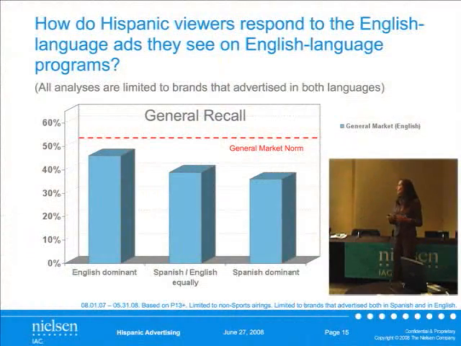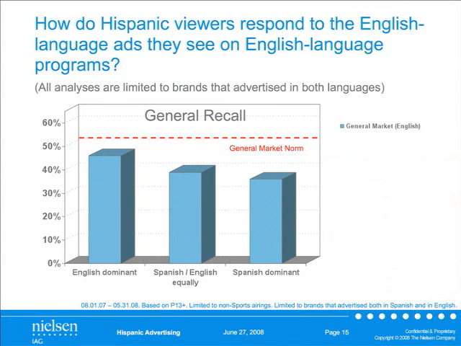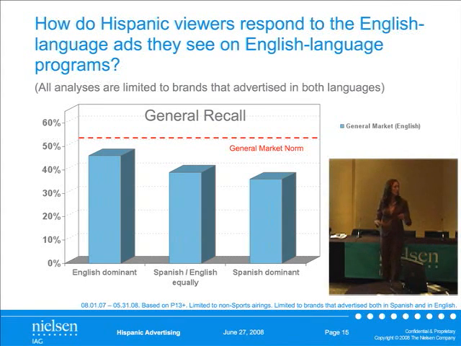How do Hispanic viewers respond to the English language ads that they see on English language programs? So my first chart here is looking at Hispanic panelists, people who are bilingual to some degree, okay? They speak some English, enough that they came in through our English portal and answered questions about English language programming. And what you see is that the English dominant, the ones who use English most of the time, have a much higher recall of ads that air in English language programming than do those who are Spanish dominant. And it is a direct fall off, which makes complete sense.